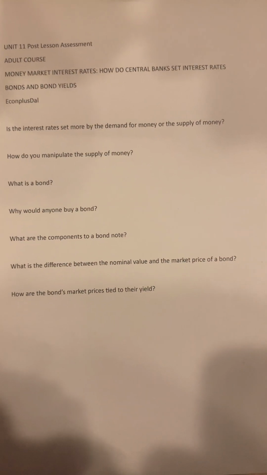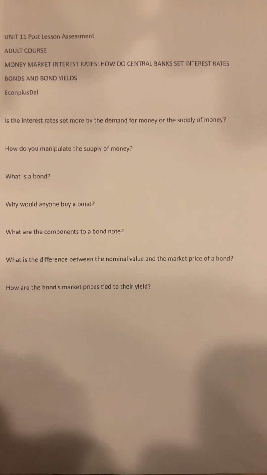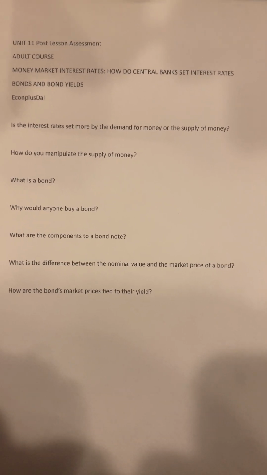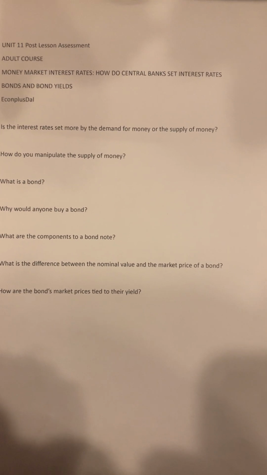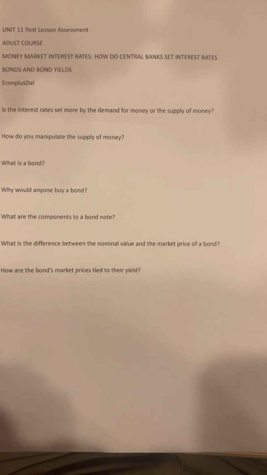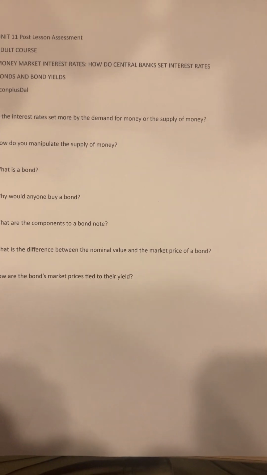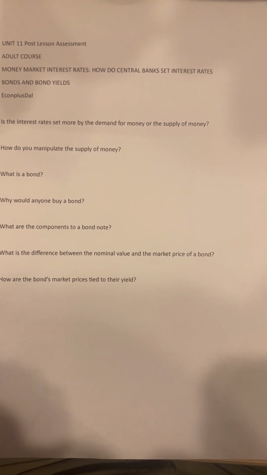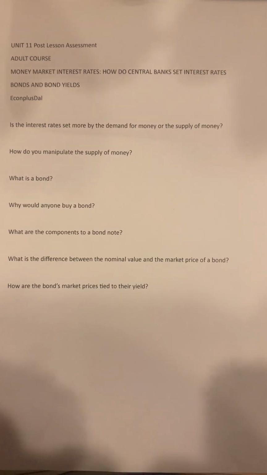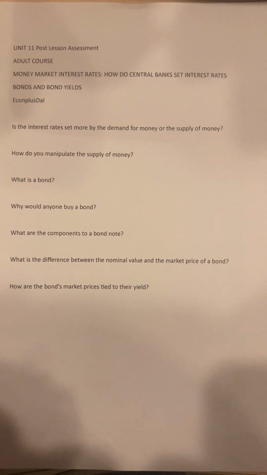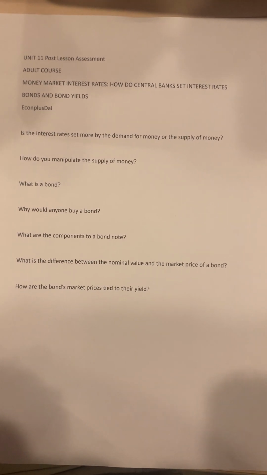So, how do you manipulate the supply of money? Well, I just basically said that. You either create more money through the central bank and toss it into circulation, or you basically suck that money back to the central bank and, well, destroy it, thereby decreasing the supply of money and shifting the curve. Next question, what is a bond?